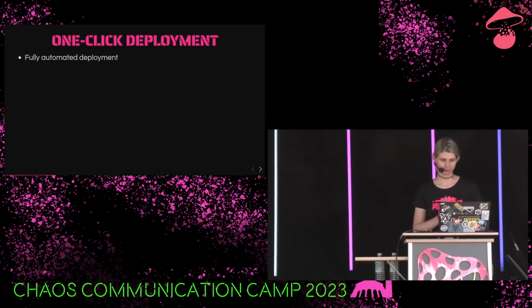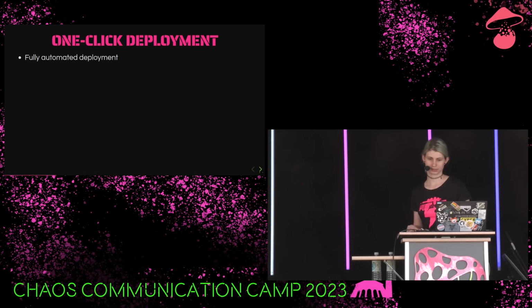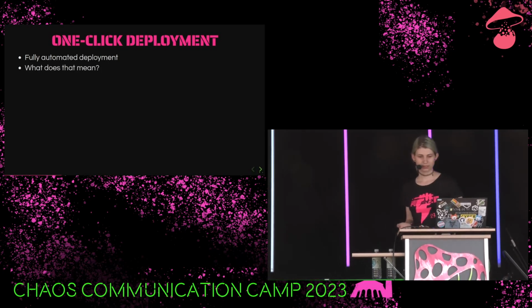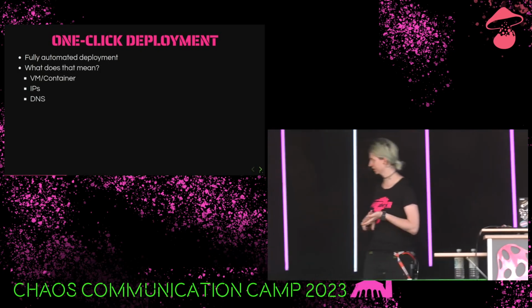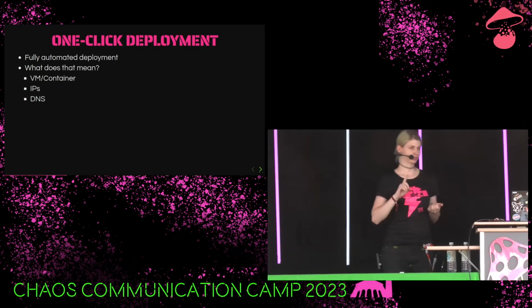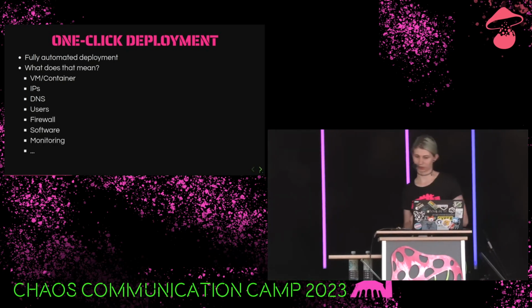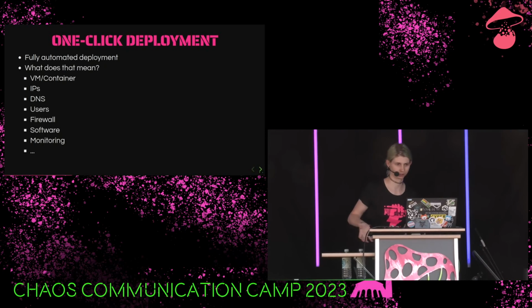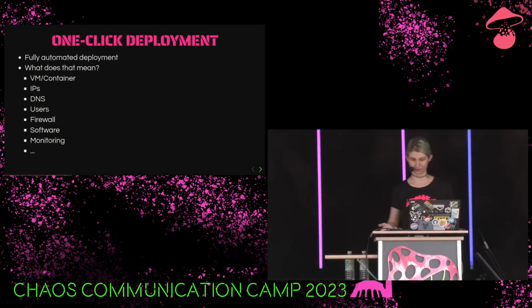Okay. One-click deployments are fully automated deployments. What does it mean? It means that we can spawn anything like a VM or container, IP addresses, DNS entries, and much, much more, like user management, firewalls, software configuration, monitoring, and anything you can imagine.